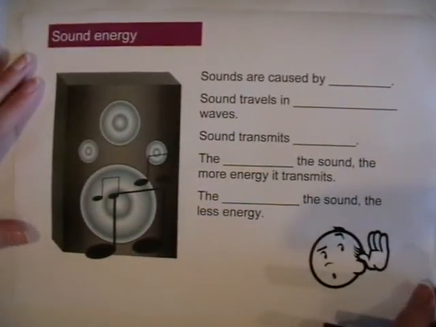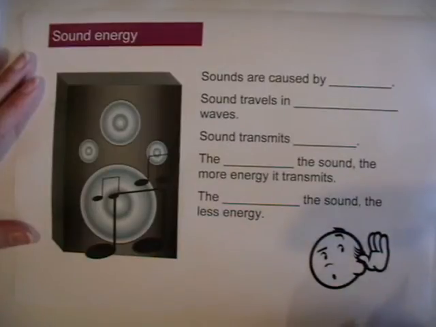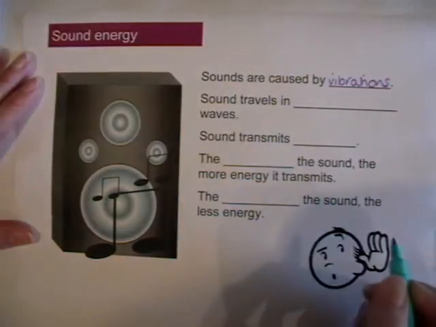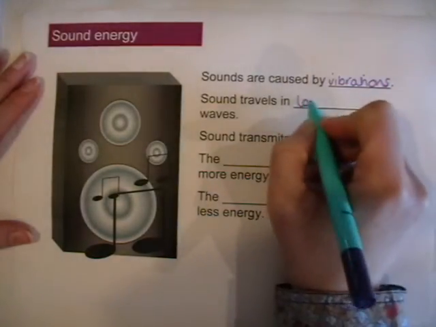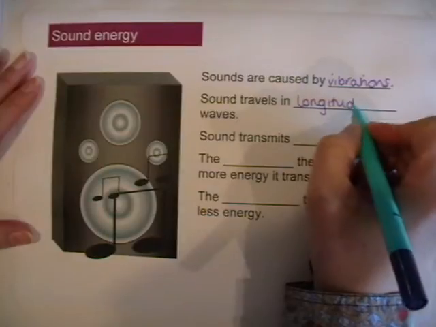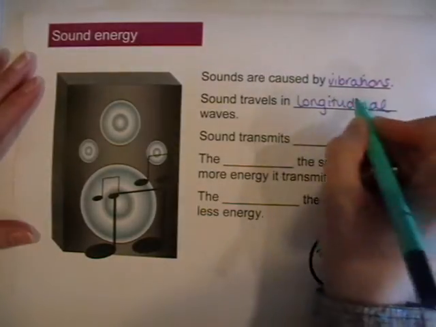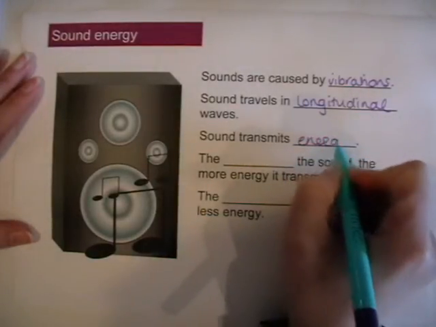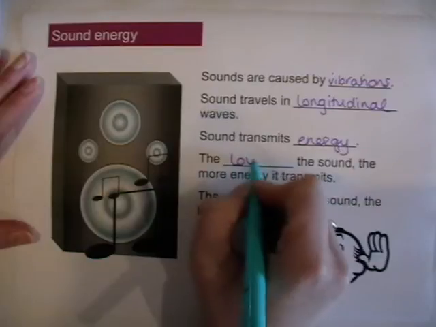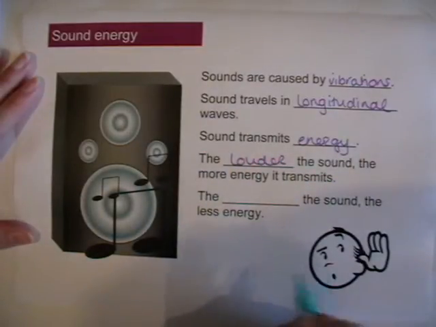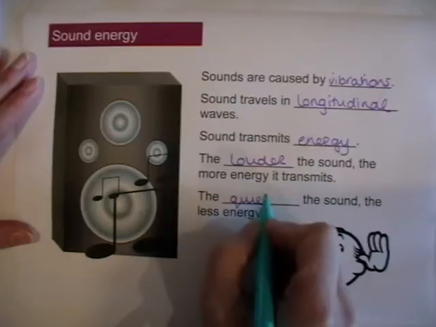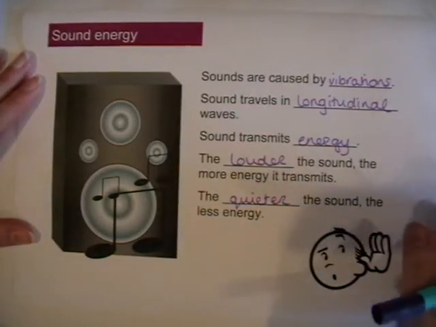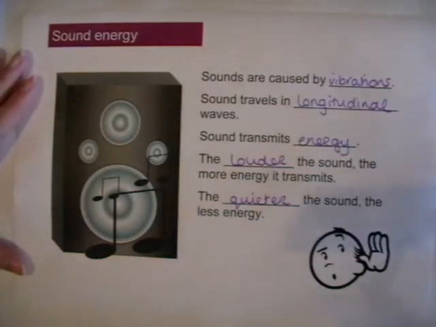Sound energy. Difficult concept thinking of sound as energy. Sounds are caused by vibrations, and sound travels in longitudinal waves. Now this is a slight overlap with the sound unit. And sound transmits energy. The louder the sound, the more energy it transmits, and the quieter or softer the sound, the less energy. So louder sounds transmit more energy, which takes them from the source of the sound to your ear.